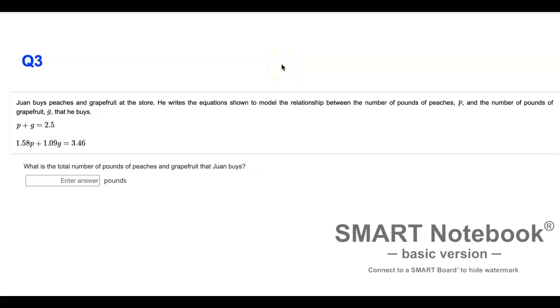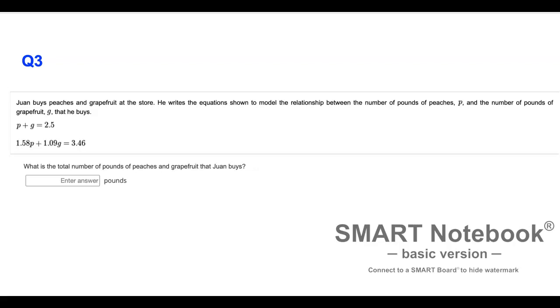Juan buys peaches and grapefruit at the store. He writes the equations shown to model the relationship between the number of pounds of peaches, P, and the number of pounds of grapefruit, G, that he buys. So then we have our system of equations here.